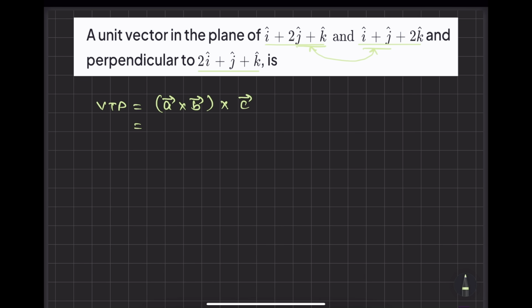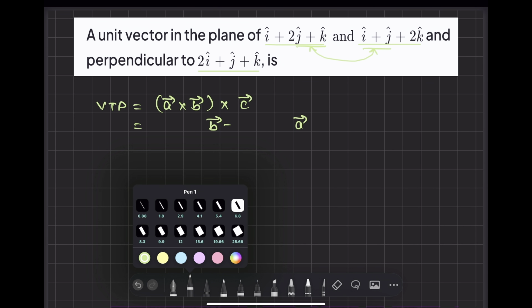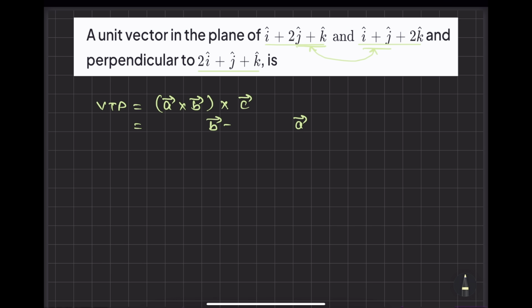Okay, now let's open this part. So you know who is in the middle? Vector B is in the middle. So you will write B minus. Now what is the leftover thing in the bracket? A. So write A. Now if we are handling vector B, what are the remaining vectors? A and C. So go with A and C.